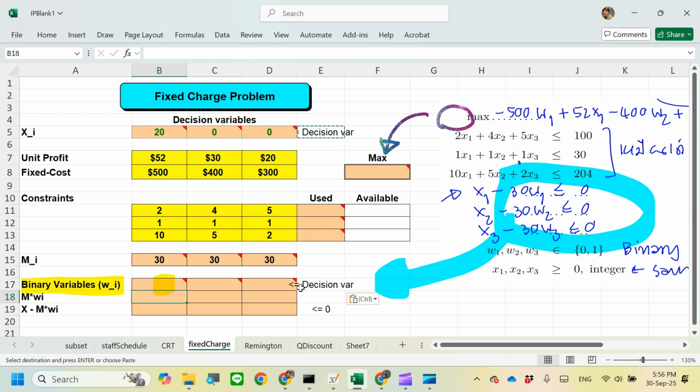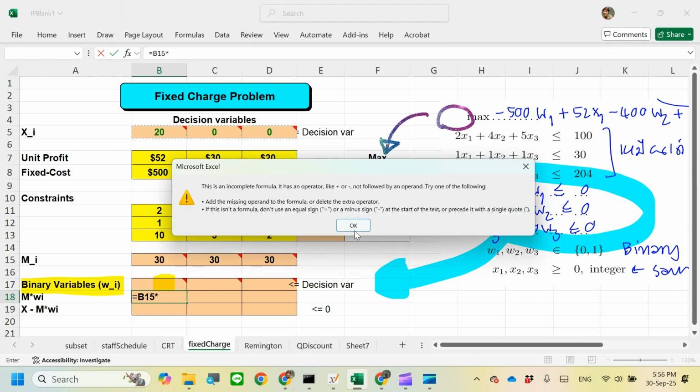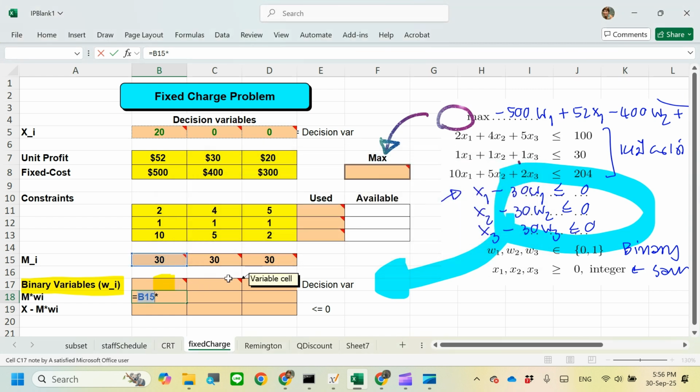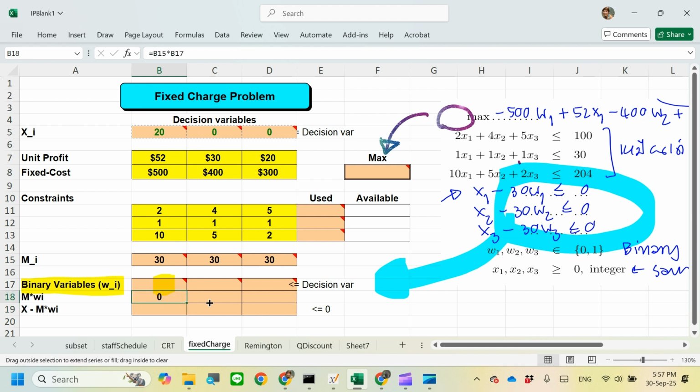Okay, and so we just do M times wi times B17, and then we just drag that out. And then we want the decision variables to appear on one side. So we just do x minus M times w.